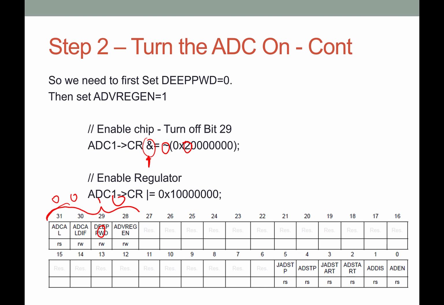We made that a 0, which means taking it out of deep power down mode. And then, okay, we've enabled the regulator by doing the OR function. So we did the OR function. We put 0s in those 3 and a 1 in this. So notice, this one is going for those 4. This one is going for those 4, and so forth.